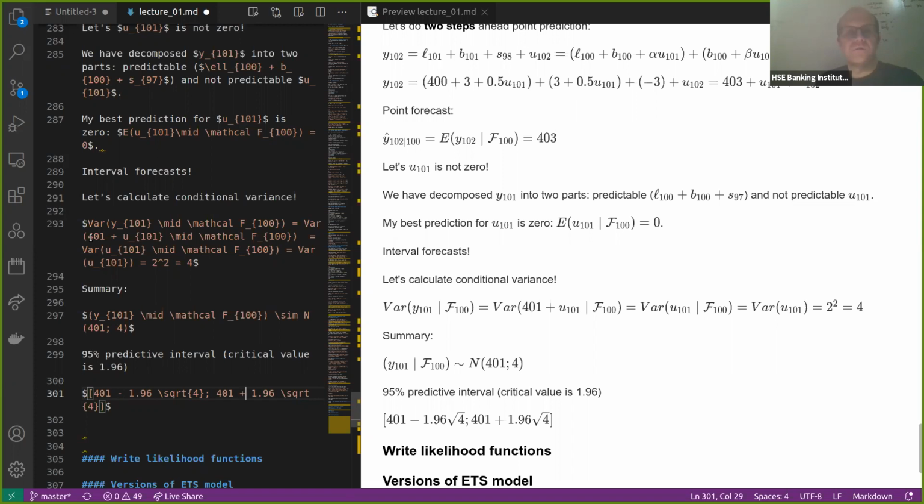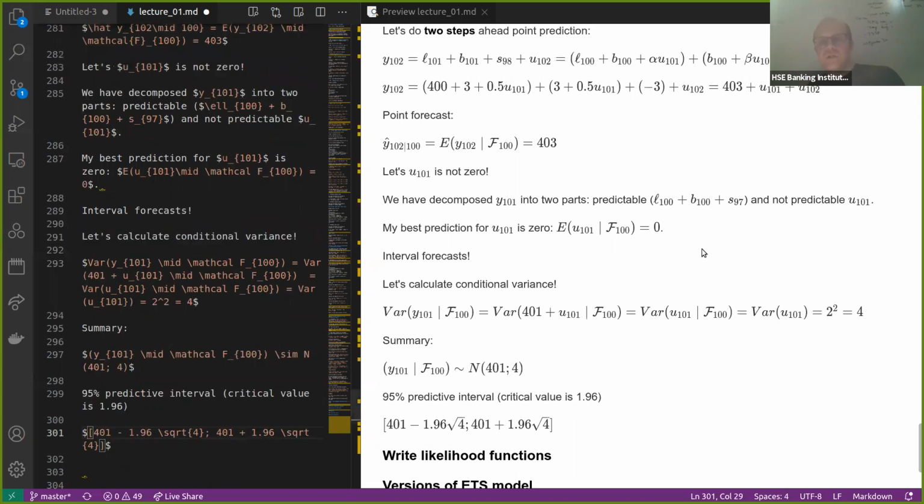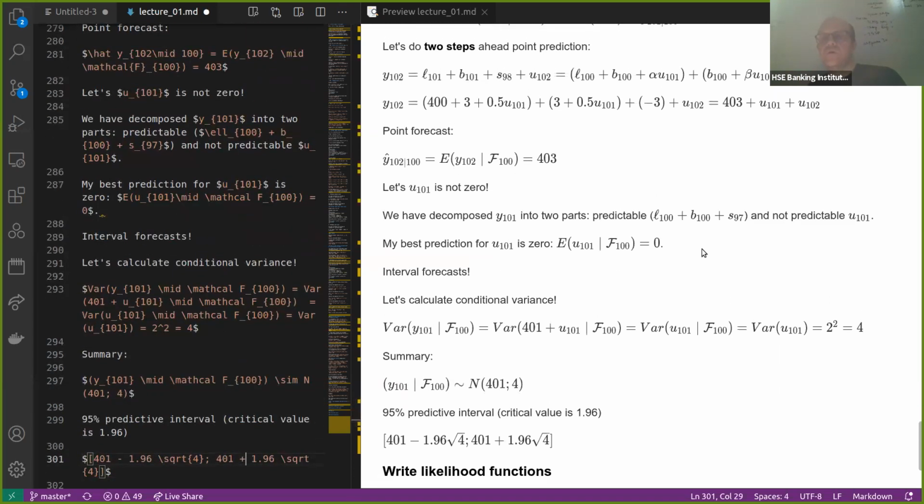If you have no questions, then let's calculate the two steps ahead forecast interval. We have already calculated the point forecast, but let's calculate the variance of Y102. Variance is equal to 4. Igor, could you explain your question? Because I don't get it. In my writings, variance is equal to 4, and in your question, you ask why variance is equal to 2. It's equal to 4.